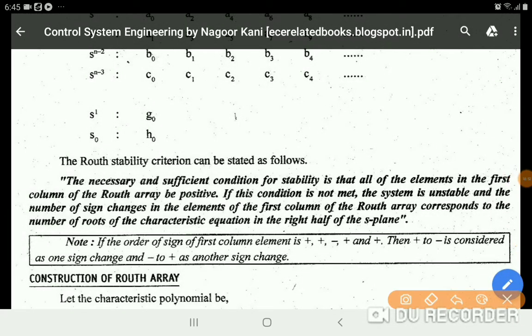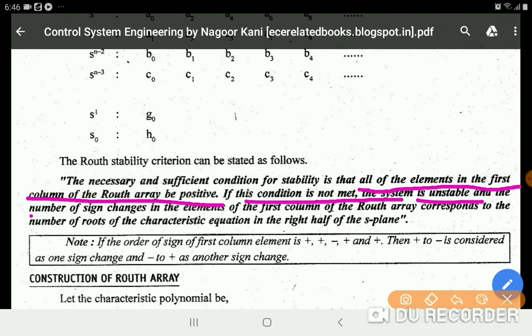The necessary and sufficient condition for stability is that all the elements in the first column of the Routh array should be positive. Keep it in your mind. First, write the characteristic equation. From the characteristic equation, form the Routh array. Then the first column of the Routh array should be positive. If this condition is not met, then the system is unstable.